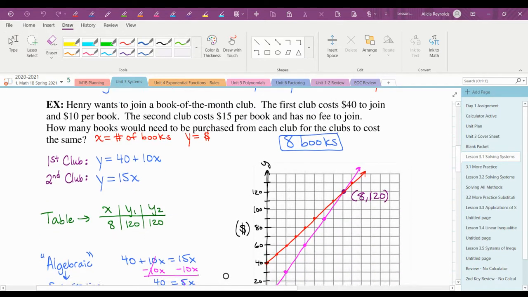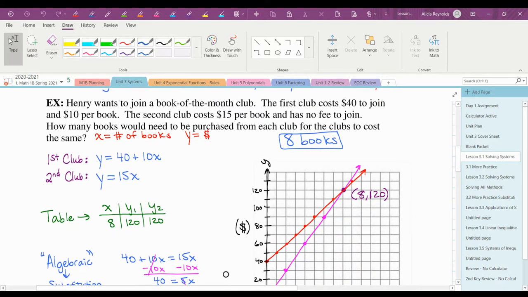So in this first example, Henry wants to join a book of the month club. The first club costs $40 to join and $10 per book. The second club costs $15 per book and has no fee to join. How many books would need to be purchased from each club for the clubs to cost the same?